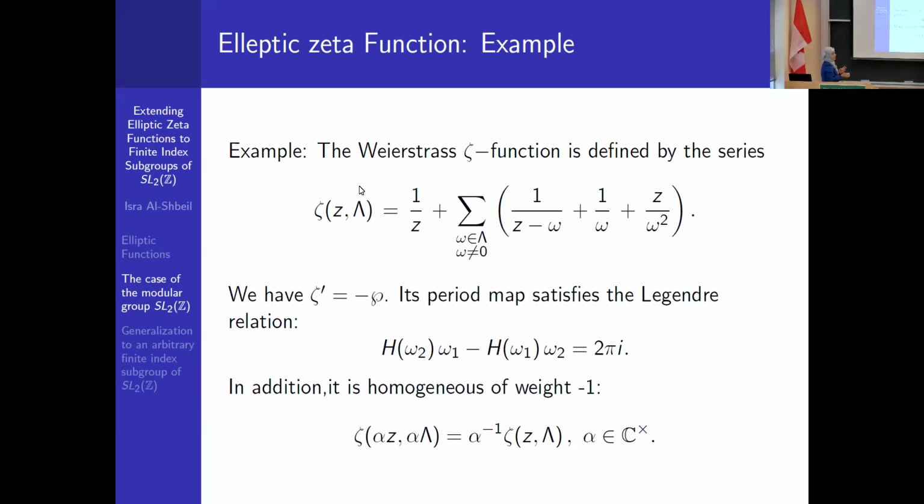A basic example of an elliptic zeta function is the Weierstrass zeta function, defined by the following formula. The derivative of the elliptic zeta function gives us minus the Weierstrass p function, which is a periodic function with zero quasi-periods, and it is homogeneous of weight -1 in the following sense.